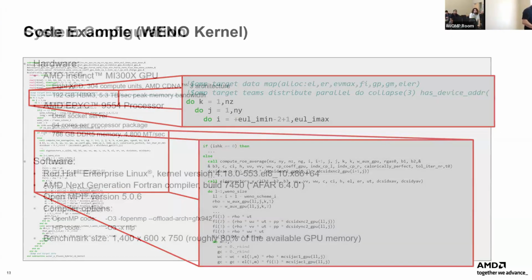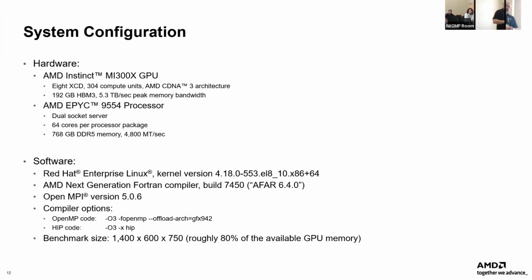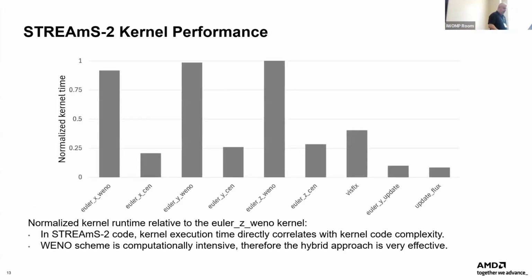All right, so system configuration, I'm going to flash that for recording. I think the important part is that we don't do anything fancy down here, right? In terms of compiler options, this is just cranking up the optimization level, turning on OpenMP, targeting the MI300 architecture, and for HIP also using O3. These are pretty much what they also use in production. And for the benchmark size, we fill up about 80% of the available GPU memory so that the GPU actually has something to work on.